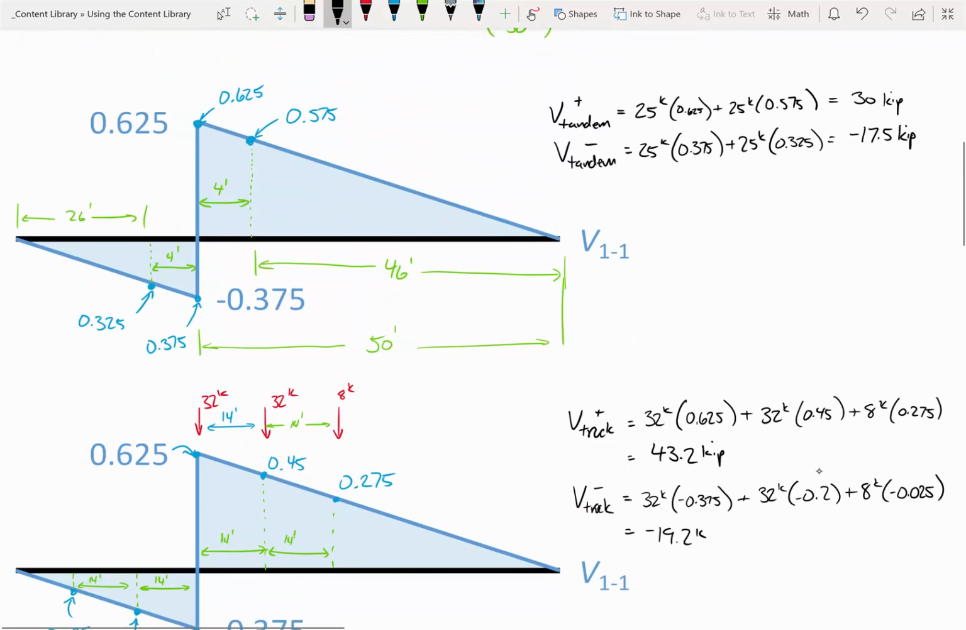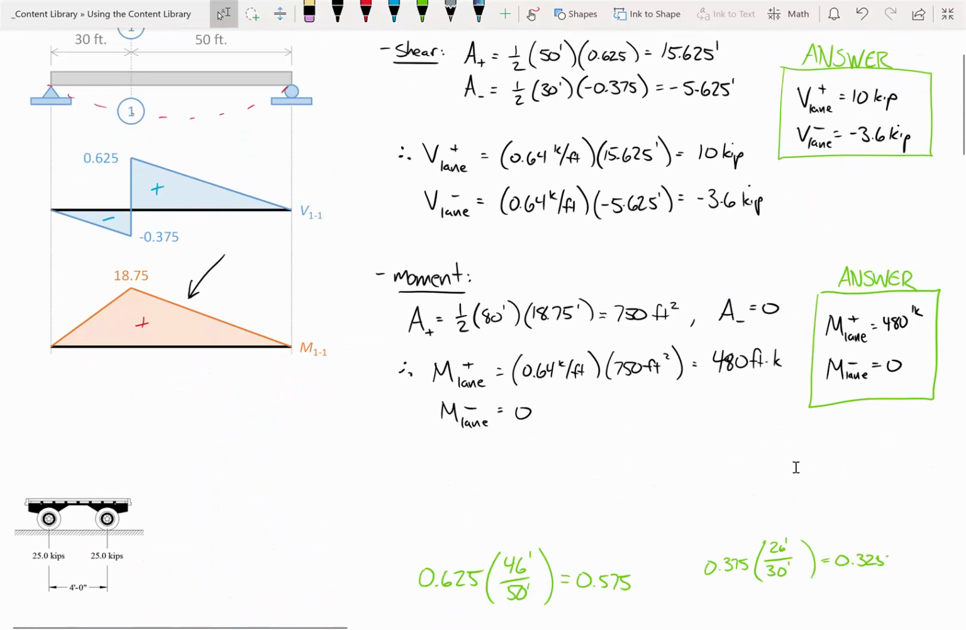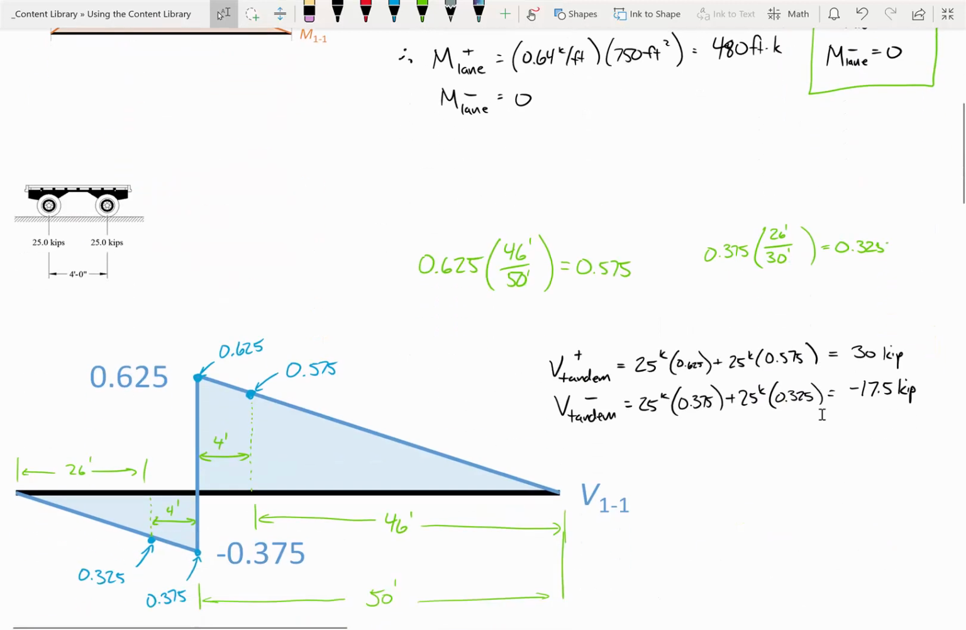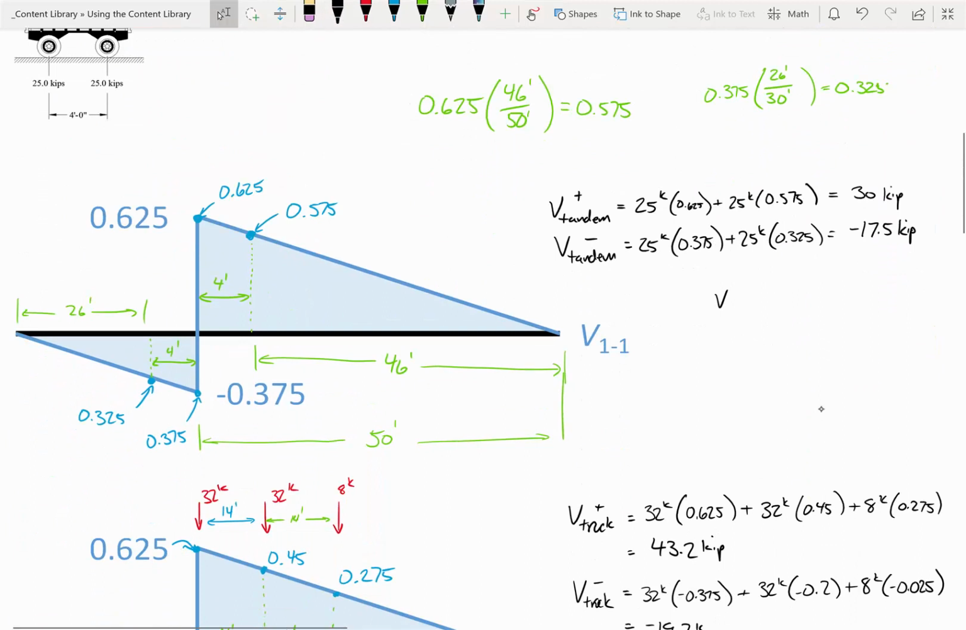And so there you go. Now we have an envelope here. We've got our positive and negative shears from the tandem, positive and negative shears from the truck, and before we had positive and negative shears from the lane. So that's all of our envelopes for shear. Now we just have to do the moment. And so maybe what I'll do is formalize this a little bit. So V tandem positive is 30 kips.